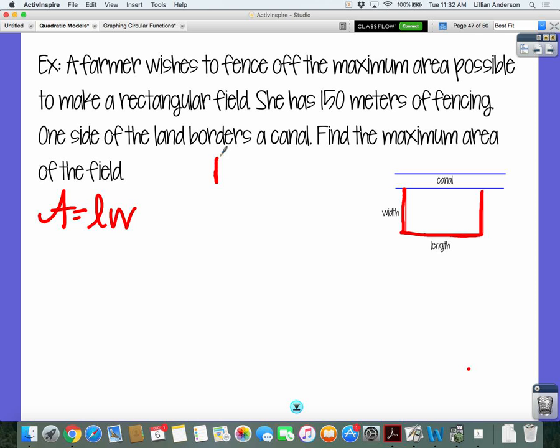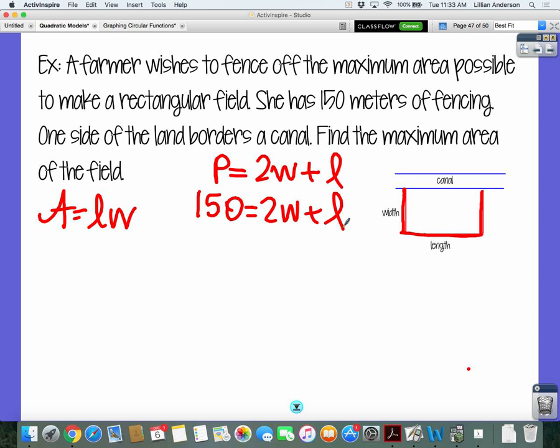All 4 sides added together. So in this case, we're not adding all 4 sides, we're only adding 2W plus L. It's going to be 2W plus L. Is everybody still with me? Okay. That equation for perimeter is going to help us figure out one of the variables in terms of the other so that we can plug it into our area equation. Yes? Why do you only add the 2 to W? Because the canal is on the other side of the length, and so we're not going to fence the canal. Exactly. Now we know that we have 150 meters of fencing, so that represents my perimeter.